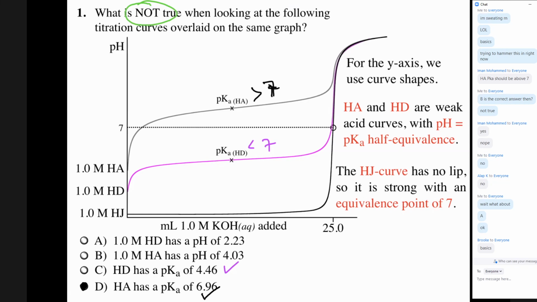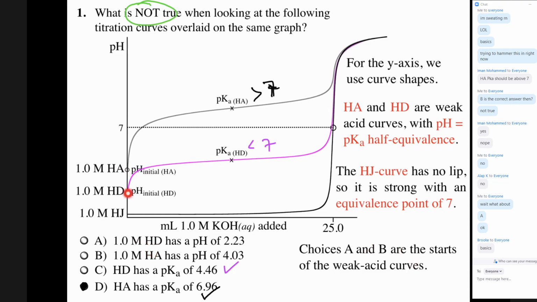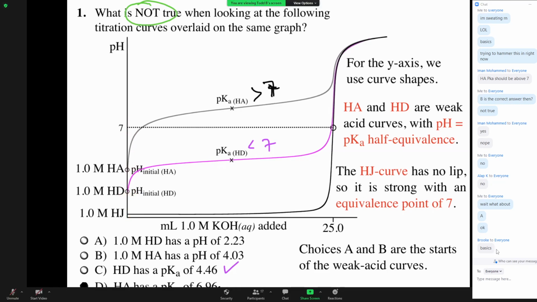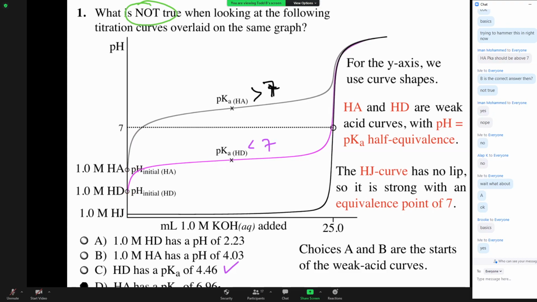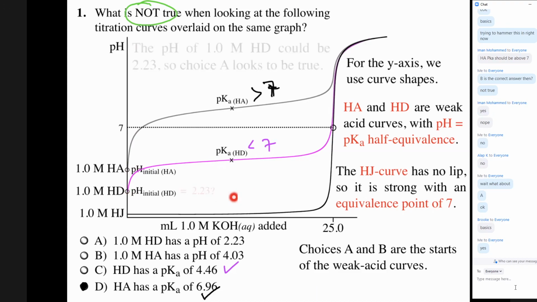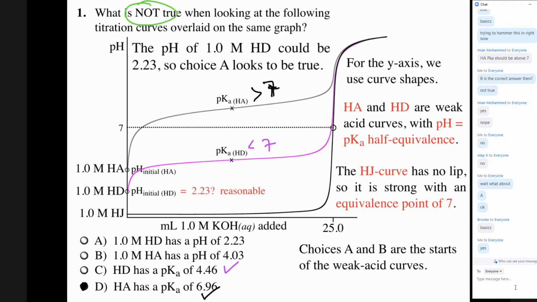So choice A is this point right here. Choice B is this point right here. So right when they're starting out, choices A and B are the start. So this is choice A, choice B, choice C, and choice D. According to this curve, is it reasonable that this is 2.23? Does that seem numerically viable based on where it's located? Yeah, it's reasonable enough. So I'll say that one's fine.